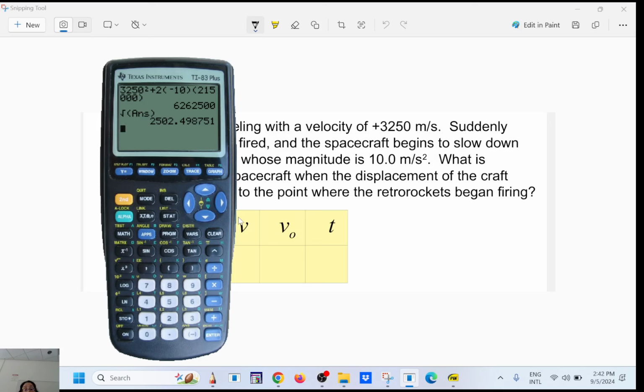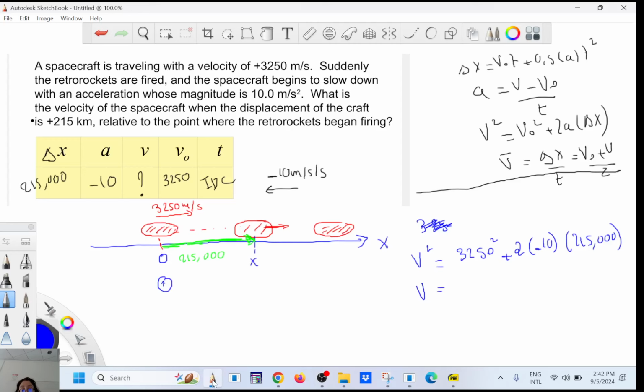Okay? And then you can think about significant figures or not. I do not care much, but plus or minus. So you have two solutions. Let's think why you have two solutions.